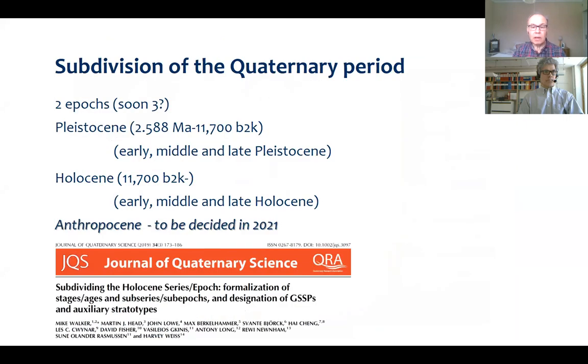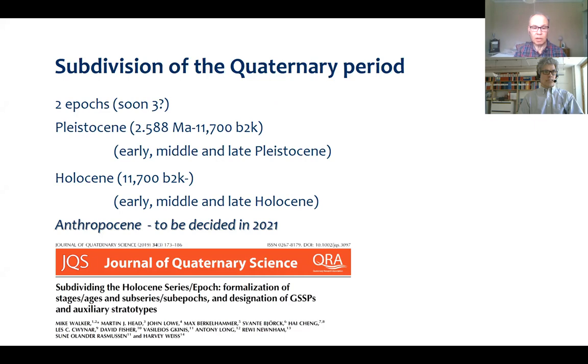So I'm a quaternary geologist and I'm working with the Quaternary time period, which is the youngest ongoing geological time period. It started 2.588 million years ago and it's still ongoing, apparently. And it's been traditionally divided into two different epochs. One is the Pleistocene, which is the longest one. It ended 11,700 years before year 2000. And the Pleistocene consists of three different parts, the early, middle, and the late Pleistocene. But we are now living in an interglacial, which is called the Holocene, which started 11,700 years before year 2000.